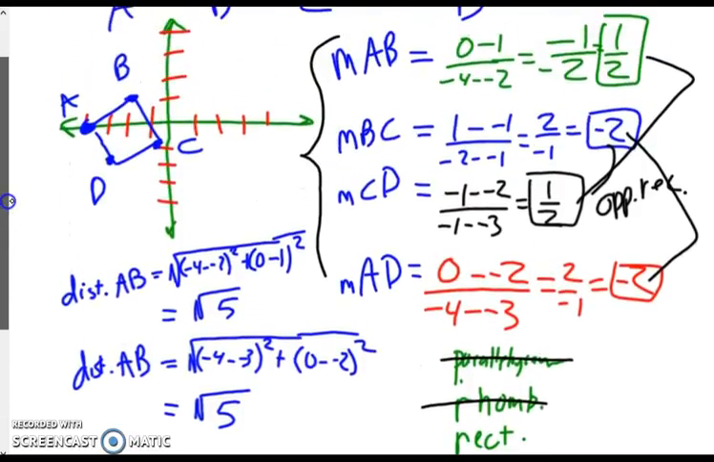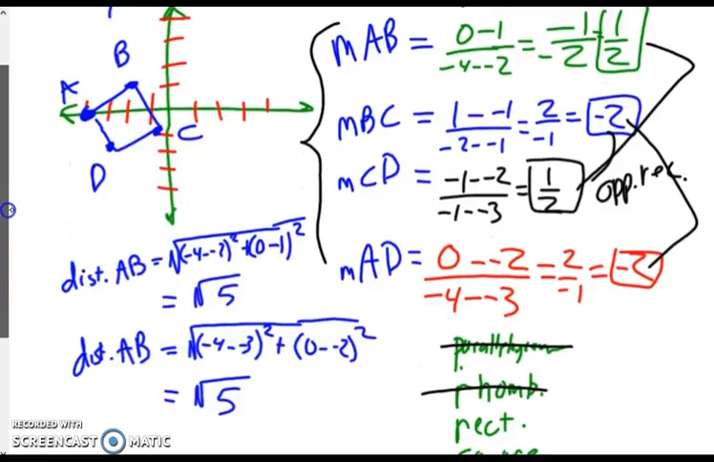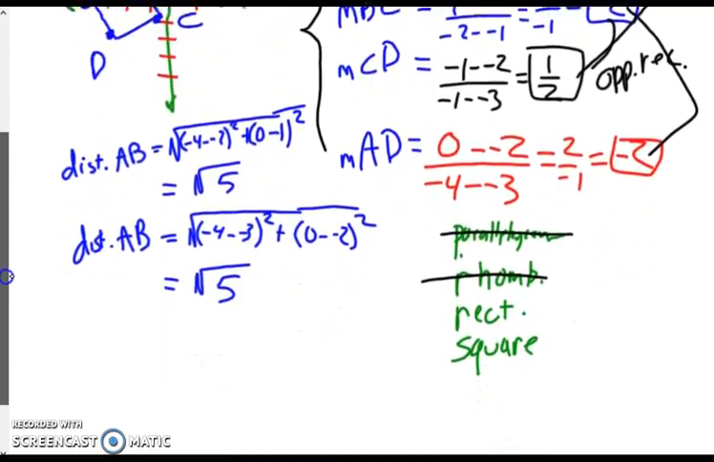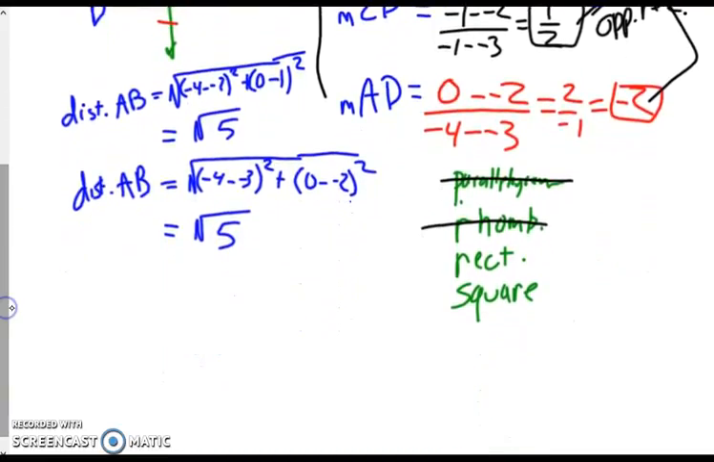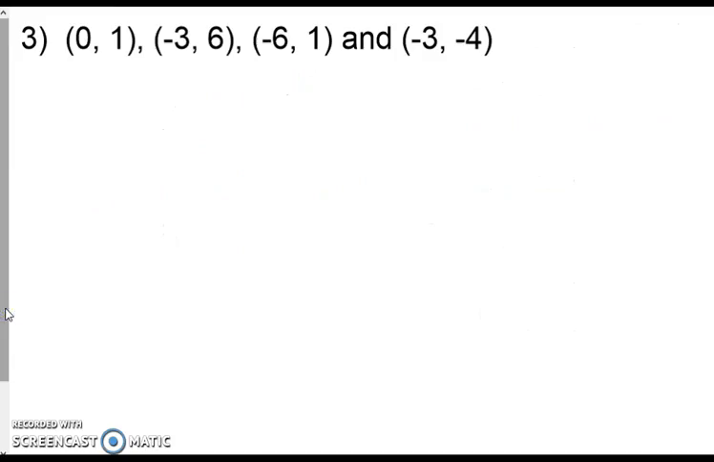I went back. I calculated the distance of two consecutive sides. I found out they were the same, meaning the shape has all its sides the same. So no longer am I going to call it a rectangle. I can conclude that it is a square. I'd like you to do this third one on your own and bring it into class tomorrow.